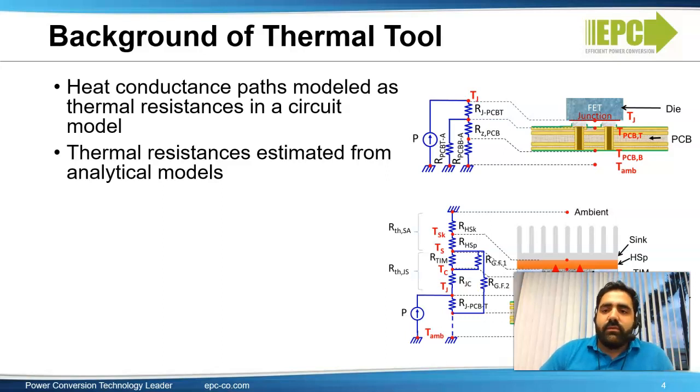A quick background of the tool. So the basics of the thermal modeling that's used in this tool is to represent the heat conduction paths from the FET to ambient as thermal resistances in a circuit network configuration. So the model takes in different PCB, FET, and thermal solution parameters, gives estimates of each thermal resistance contribution in the network, and solves that thermoresistive circuit for the overall thermal performance metrics, such as the overall thermal resistance to ambient and the temperature rise.